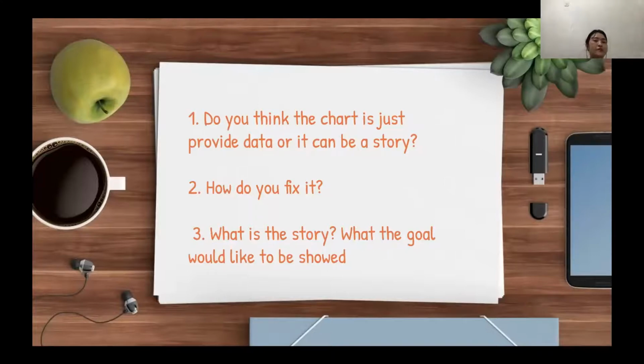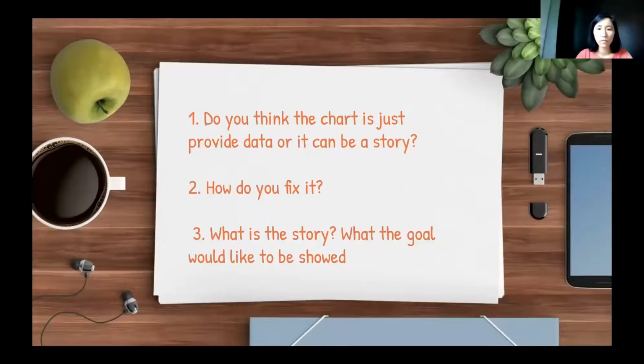In this practice, I would like to have you think about: is it a good chart? What does a good chart mean? A good chart means it can help you to tell a story and not just show the data. If you think the graph is not a good chart, how do you fix it? And what is the story that you would like to provide, and what goal would you like to show?